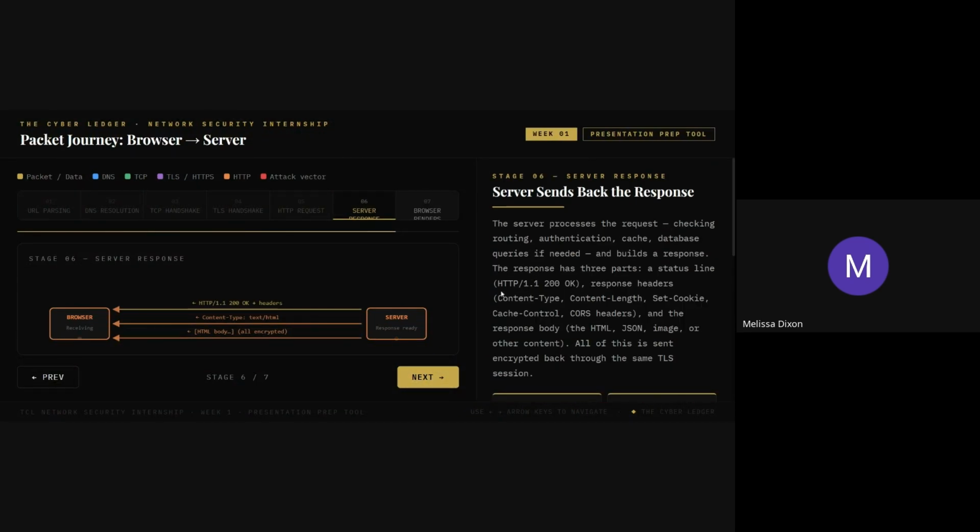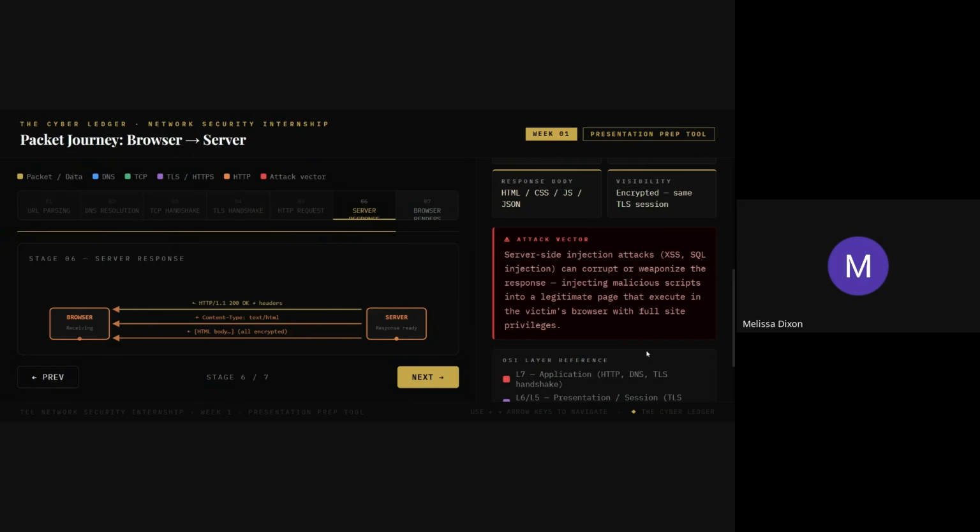Stage 6, the server response. So the server sends back the response. The server processes the request, checking routing, authentication, cache, database queries if needed, and builds a response. The response has 3 parts, basically. You have a status line, like 200 OK, or 404 or 403, response headers. So the content type, content length, set cookie, cache control, CORS headers, and the response body. So the HTML, JSON, image, or other content, whatever the body happens to be. And all of this is sent encrypted back through the same TLS session.